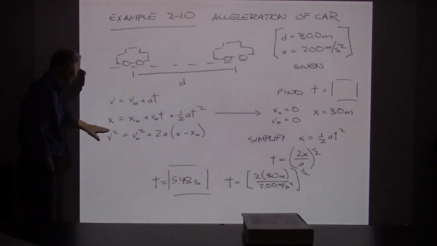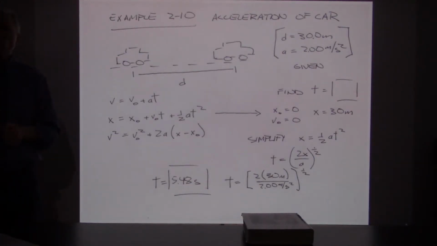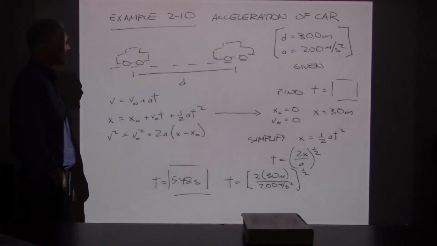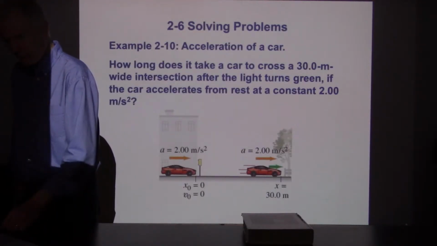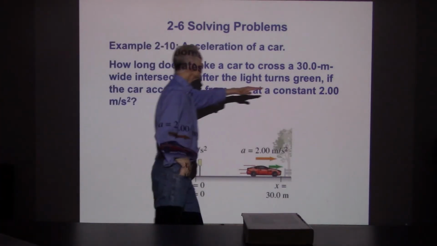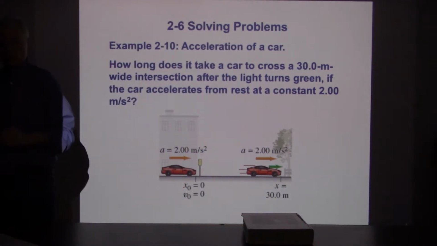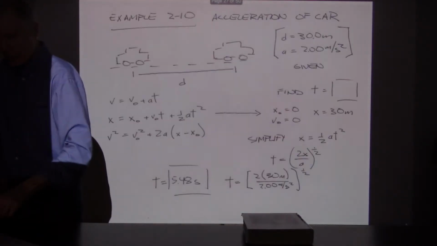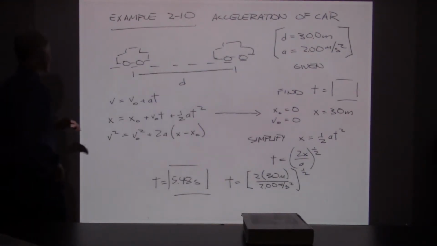These are the formulas for constant acceleration. Now I would like to be able to use those, but I can only use those if the acceleration is constant. And so I have to verify that that's the case. They did tell us that, right? Constant, there it is, there's the word. See, I read the problem carefully. Constant 2.00, 3 significant figures, meters per second squared for the acceleration. So I do get to use these formulas.